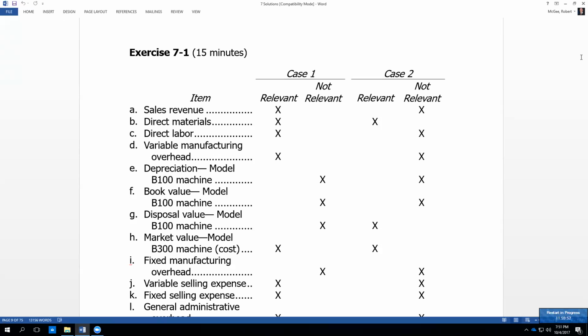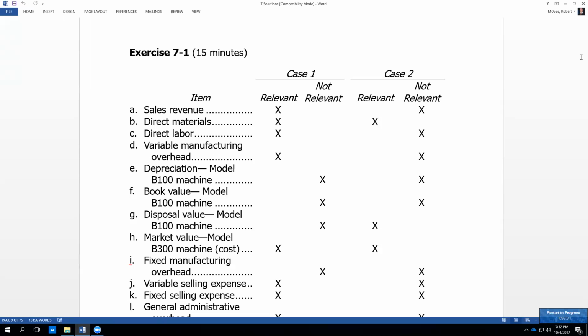Sales is going to be the same, right? If you buy the new machine, sales is going to be the same as if you didn't buy the new machine. The only reason they're buying the new machine in case 2 is so they use less materials. And so there wouldn't be any additional variable selling expense because sales remain the same.